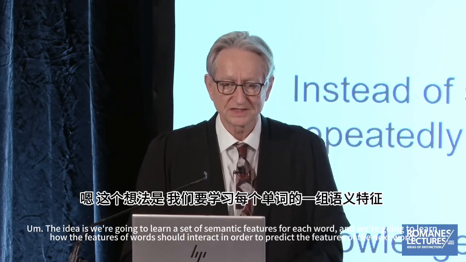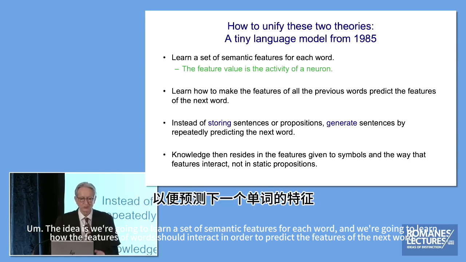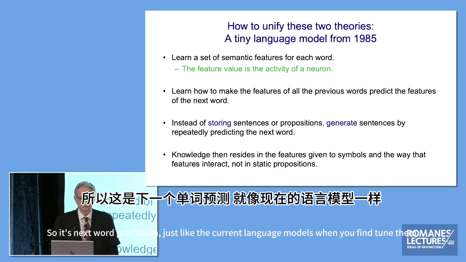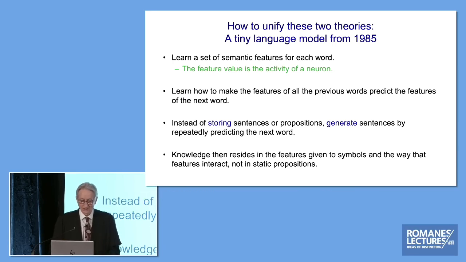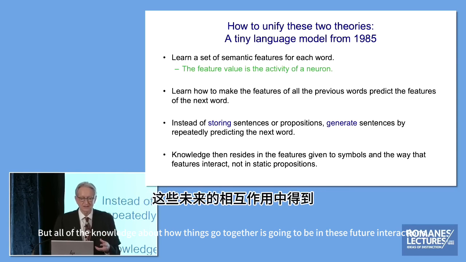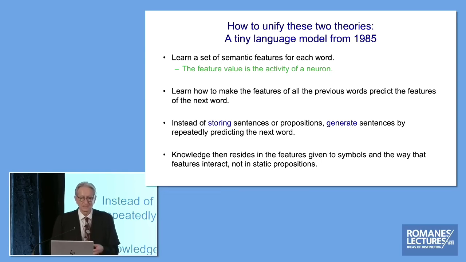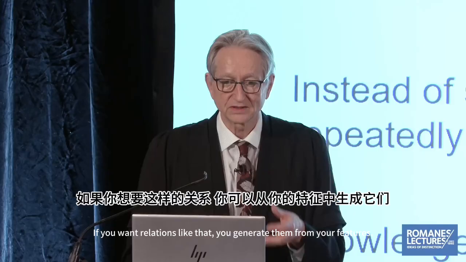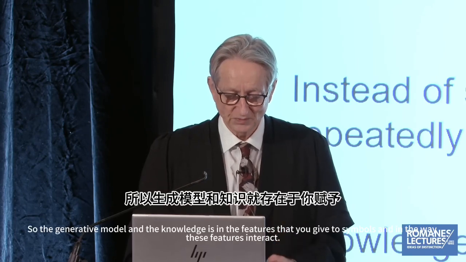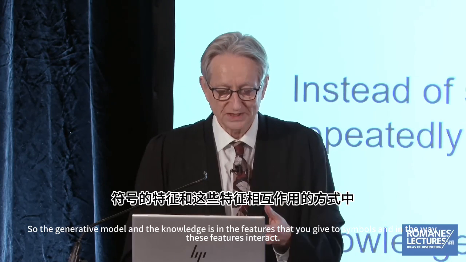The idea is we're going to learn a set of semantic features for each word, and we're going to learn how the features of words should interact in order to predict the features of the next word. So it's next word prediction, just like the current language models, when you fine-tune them. But all of the knowledge about how things go together is going to be in these feature interactions. There's not going to be any explicit relational graph. If you want relations like that, you generate them from your features. So it's a generative model, and the knowledge is in the features that you give to symbols and in the way these features interact.